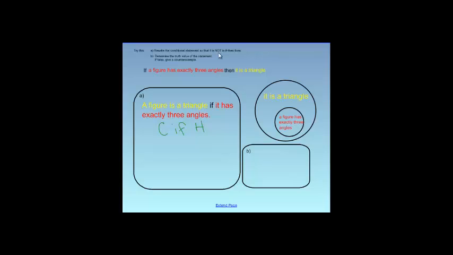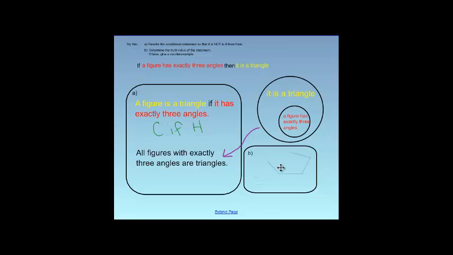Or maybe I want to use the word every or all. From the Venn diagram, we can see that every time I'm a figure with exactly 3 angles, I'm automatically a triangle. So I say all figures with exactly 3 angles are triangles. Do you think that statement was true or false? Every time I draw a figure with exactly 3 angles, is it automatically a triangle? That is a false statement. In this counterexample, we can see 3 angles in the figure, not a triangle.